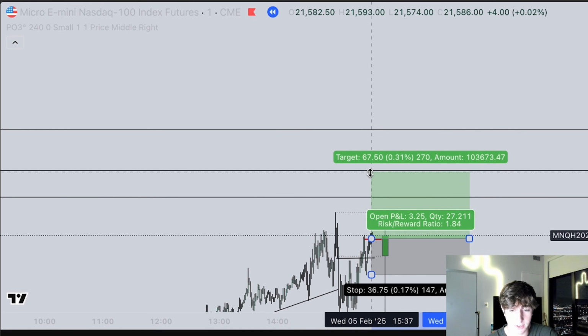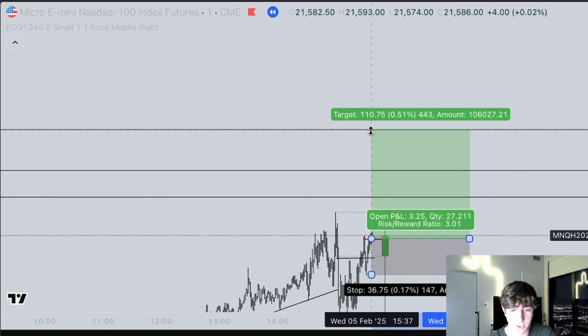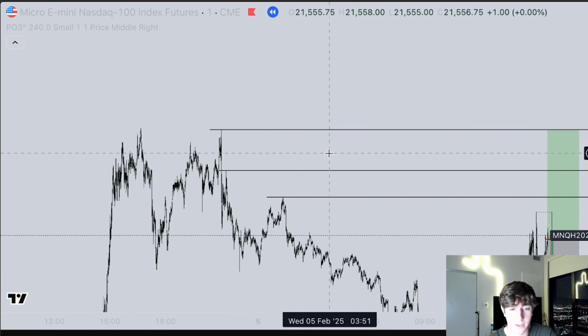I believe this was kind of the first level. We went and trailed our stop. Then we took profits at a 3R.